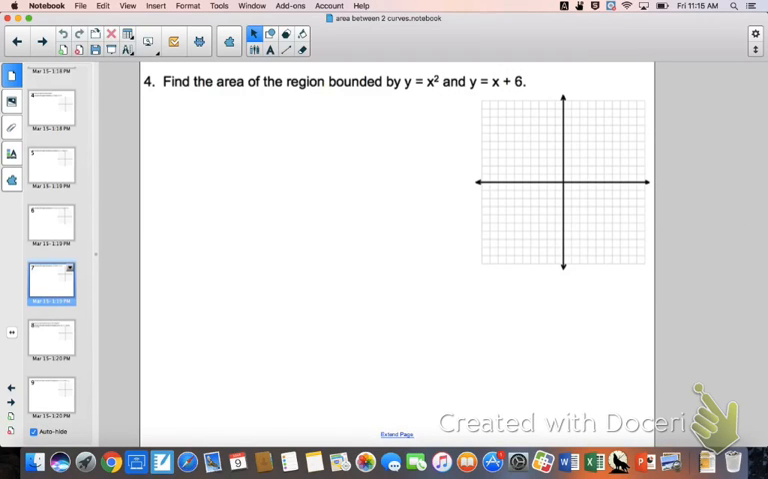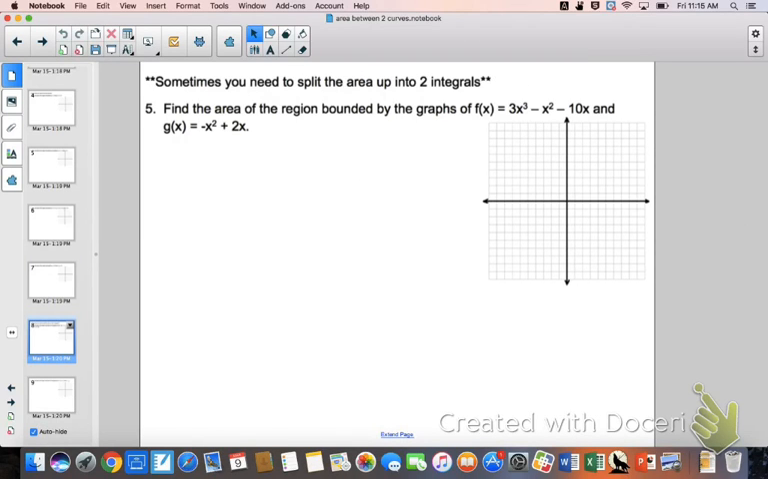Alright, next one. Sometimes you need to split the area up into two integrals. Now, why would we have to do that? Let's look at this graph. You have 3x cubed minus x squared minus 10x. Yes, difficult one to graph on your own. If you remember from pre-calc, positive x cubed, so it starts down and goes up. You know that it's got to go through 0, 0 because there's not another constant out there. So it looks something like that. Doesn't have to be exact.